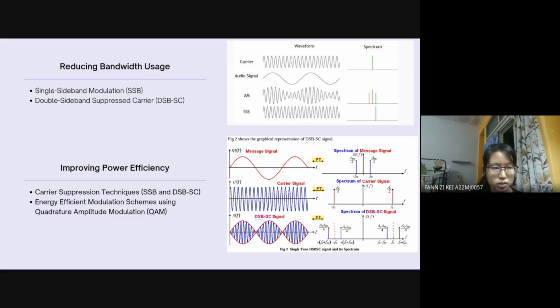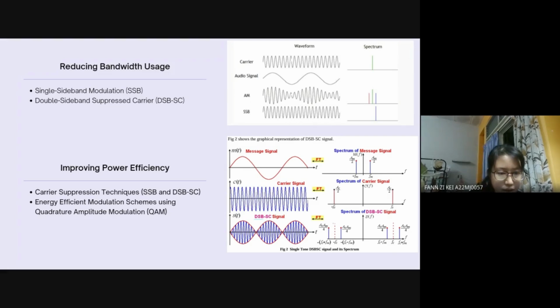So in terms of reducing bandwidth usage, there are two methods: single sideband modulation and double sideband suppressed carrier. For reducing the bandwidth usage, you can see the upper graph. Usually we have a middle spectrum that is the carrier frequency spectrum, and then for AM, we have both sidebands at both sides, the blue and the red color. For single sideband, we just transfer the blue side. This halves the bandwidth usage, and it is efficient in reducing the bandwidth usage.